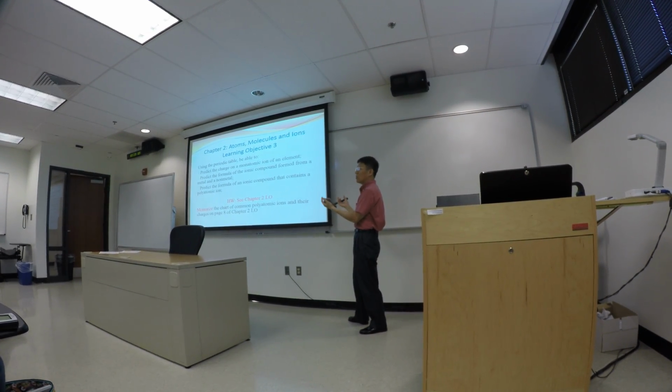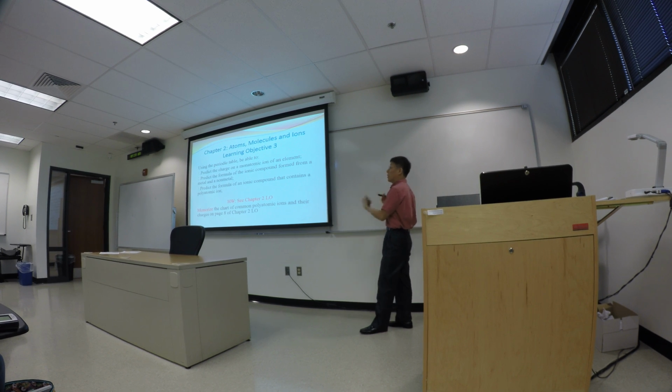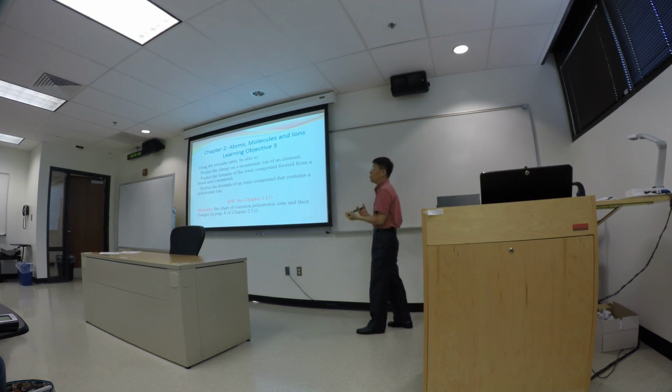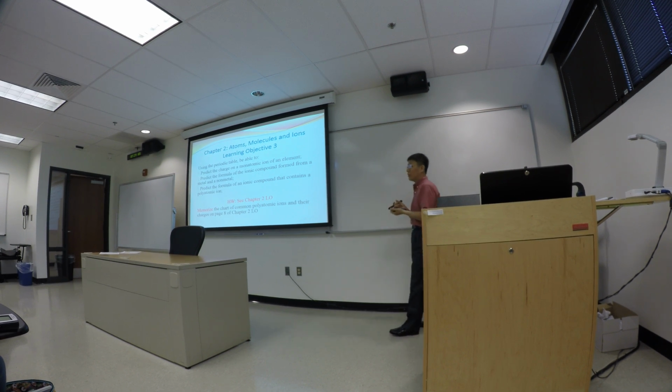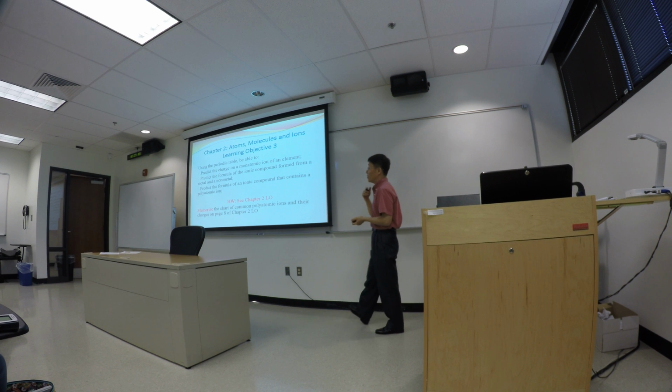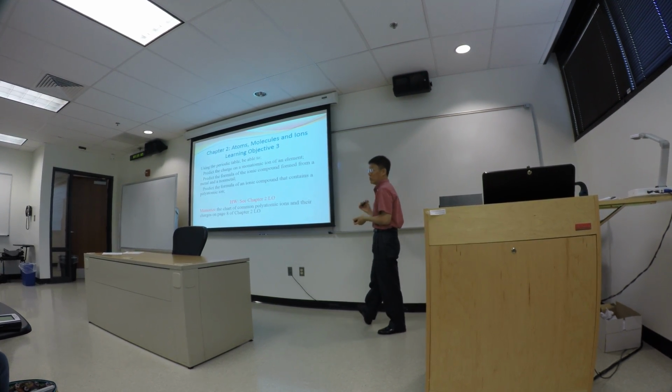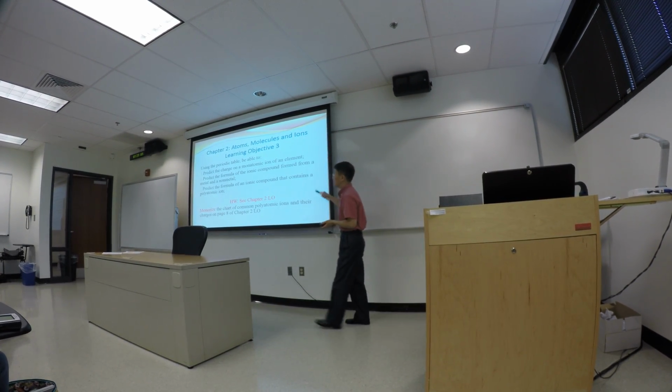This is like using the alphabet and spelling out words. Once you're able to spell out words, you can put words together. You can write out sentences. And when you can write out sentences, you understand what's going on in the language of chemistry. So this is the objective here.